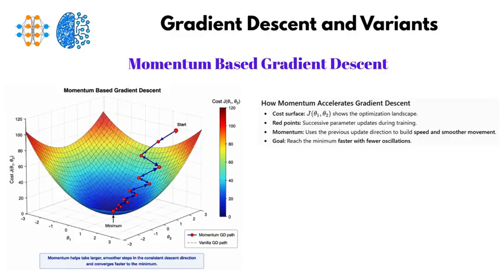Compare this with the vanilla gradient descent path shown in gray. Without momentum, the optimizer reacts directly to the current gradient. This can produce more oscillation, especially when the loss surface has different slopes in different directions. Momentum helps reduce the unnecessary oscillation and maintains movement towards the minimum. So the main goal is not simply to make steps larger. The goal is to make the movement more informed, smoother, and faster by carrying information from the previous updates. Therefore, as shown in the figure, momentum can help gradient descent reach the minimum faster with fewer oscillations.